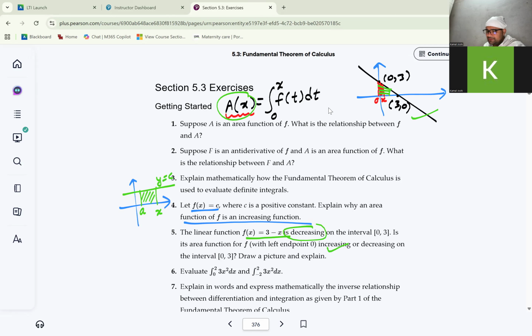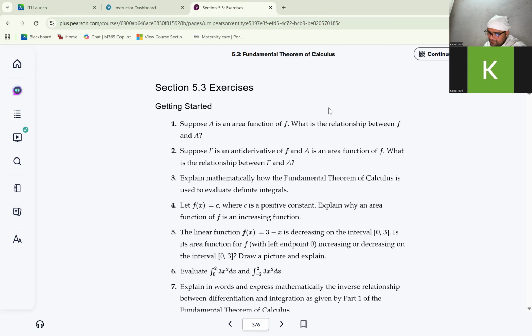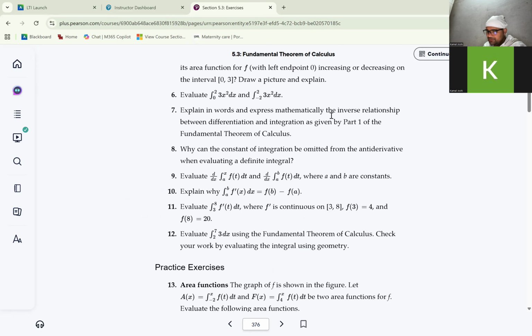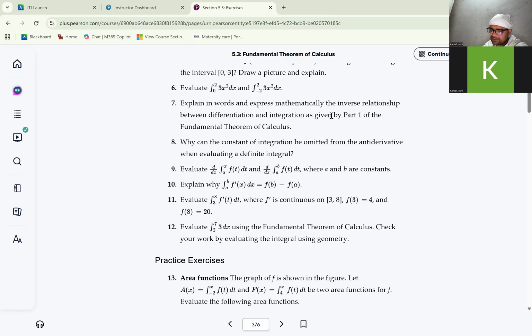Let me erase this. Okay, what's next? Evaluate this. Again, this question, question number 6 here, is interesting because it shows us the difference between evaluating from 0 to 2 and from negative 2 to 2. I will give the answer here.